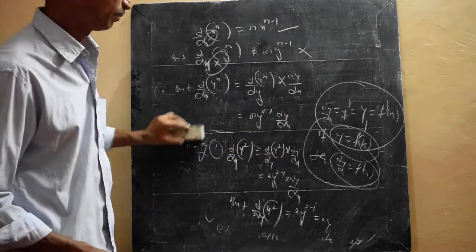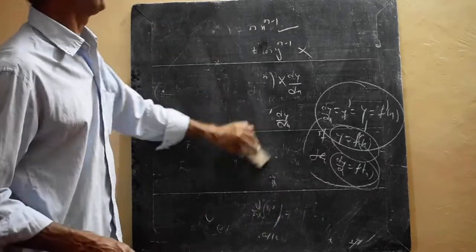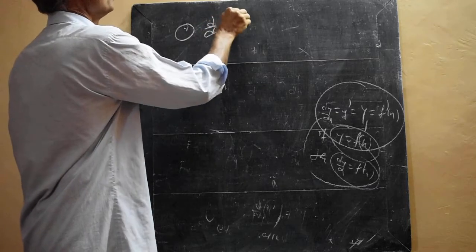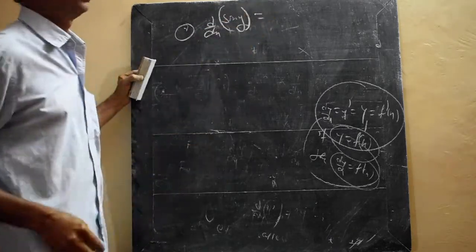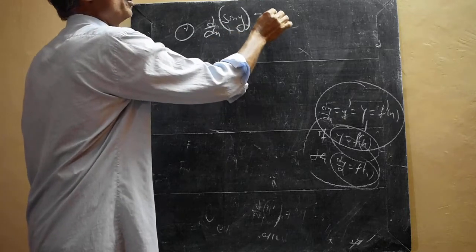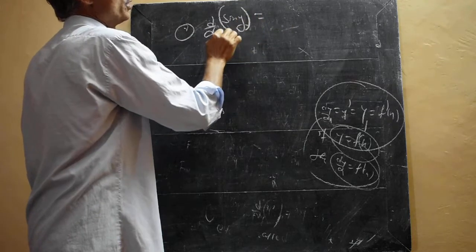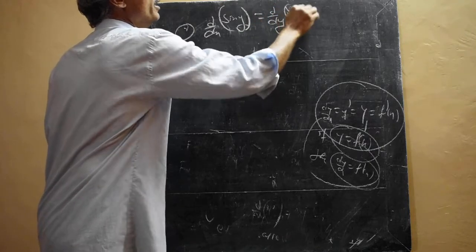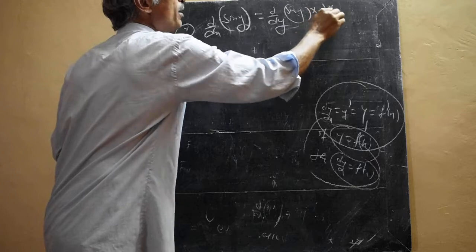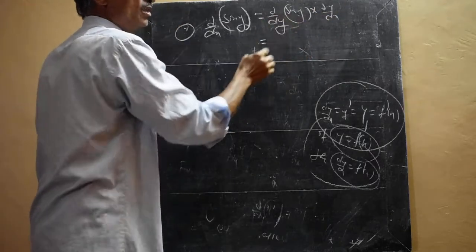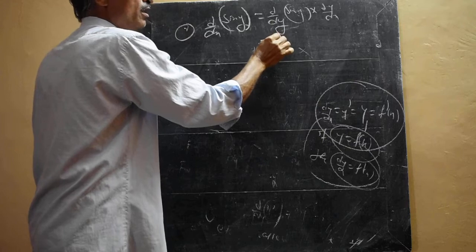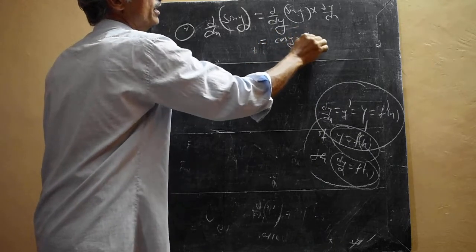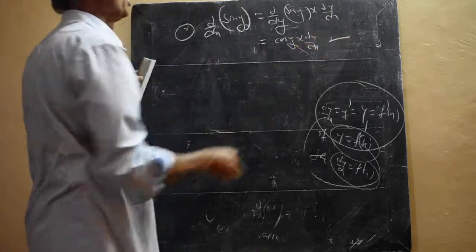Let us take one more example. Second example: d by dx of sin y. Differentiation of a function of y with respect to x is not possible directly. Therefore, d by dy of sin y into dy by dx. Sin y is differentiated with respect to y. Now I can write the differential coefficient of sin y as cos y into dy by dx. This into dy by dx will be additional.